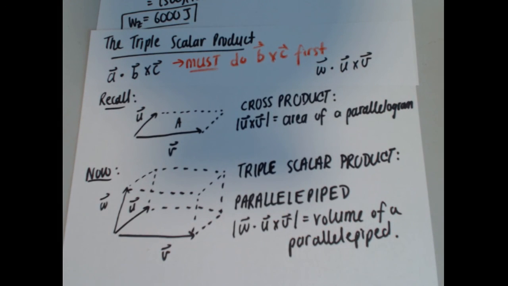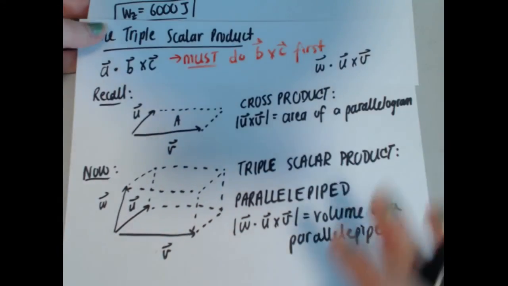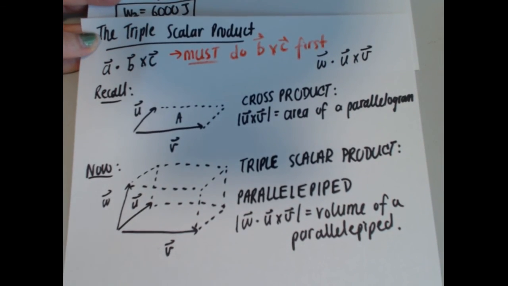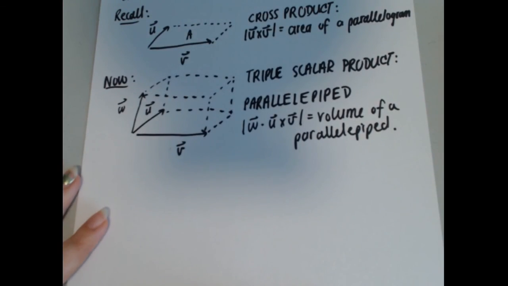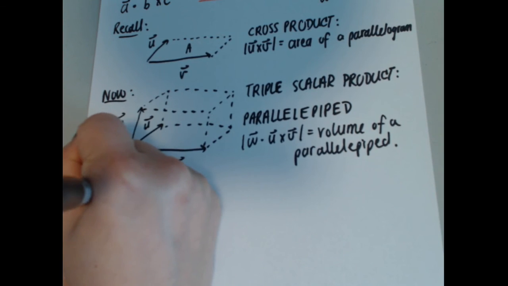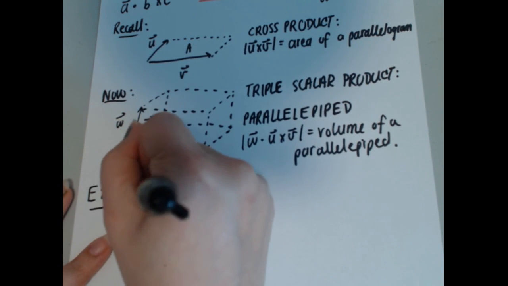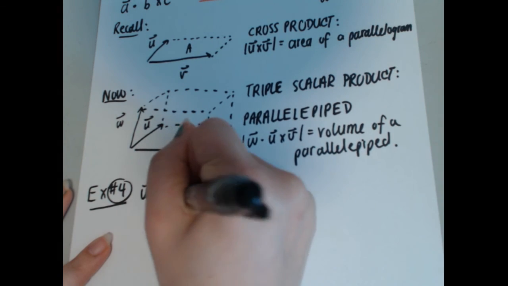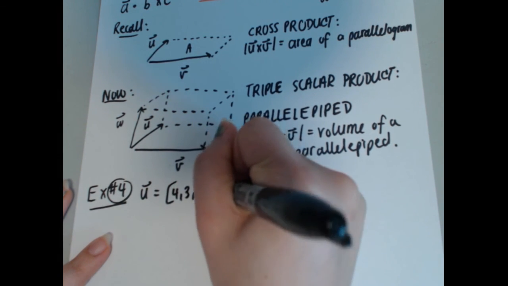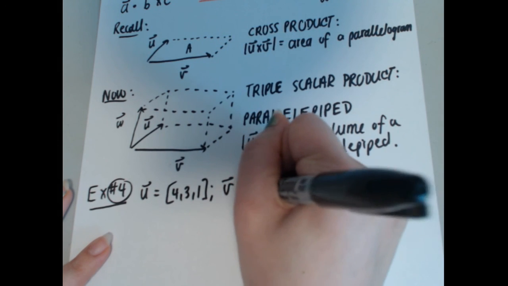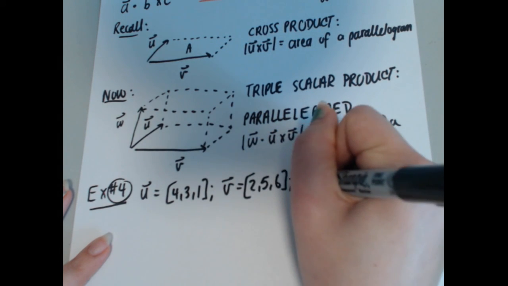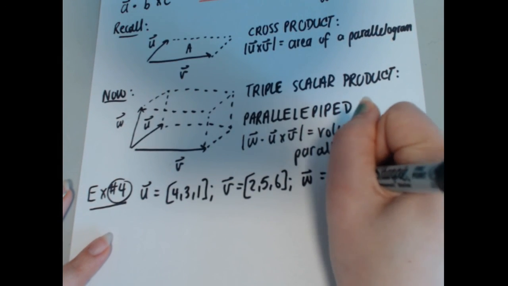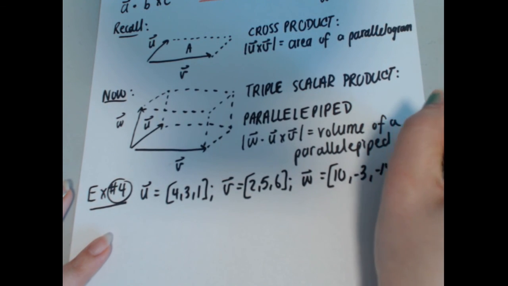All right, so let's do an example where we determine the volume of a parallelepiped given the vectors that trace its edges. Okay, so example 4, and this is our last example, by the way. Vector U is vector 4, 3, 1. Vector V is 2, 5, 6. And vector W is 10, minus 3, minus 14.